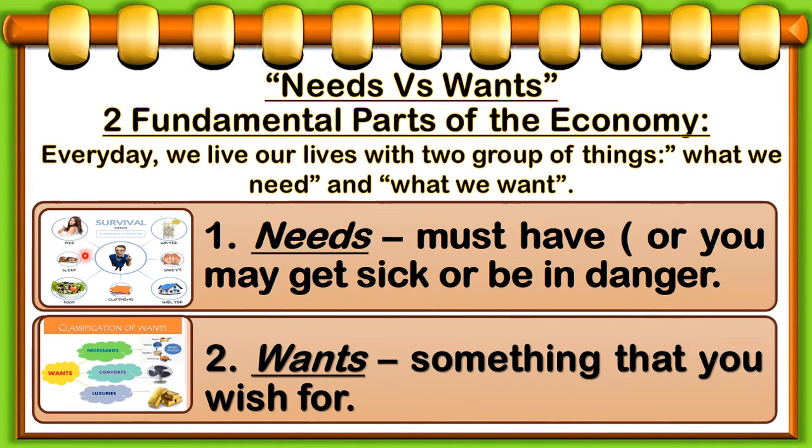First one, air. The second one, sleep. The third one, food. And of course, clothing. We have to have shelter, safety, and of course, water. So, we have to have all these things in order to survive. The second one, wants. Something that you wish for, but it is not necessary for us to live. So we have here the classification of wants: the necessaries, the comforts, and the luxuries.